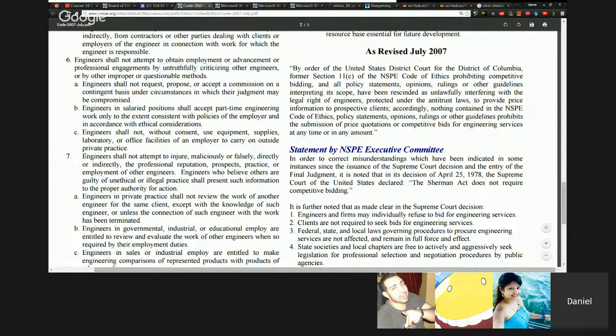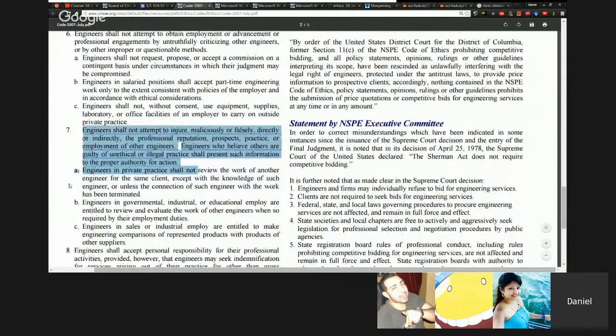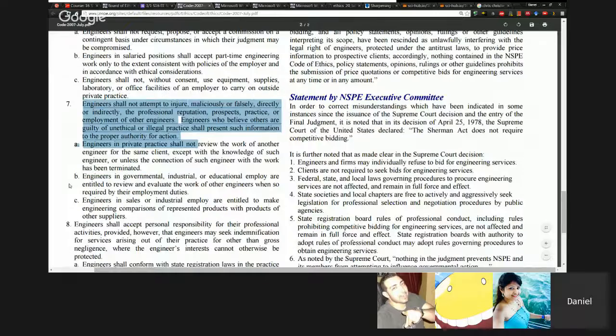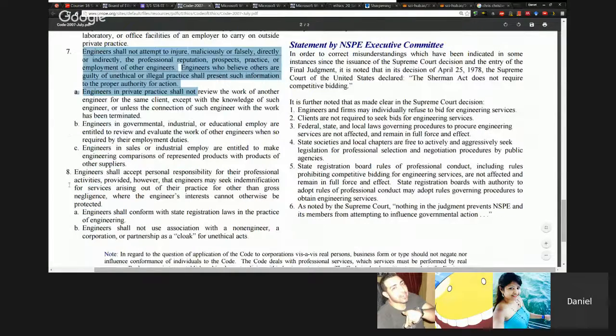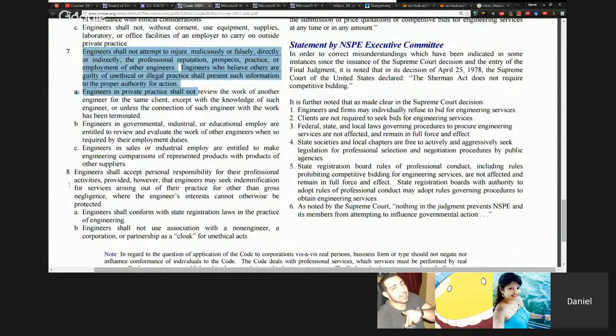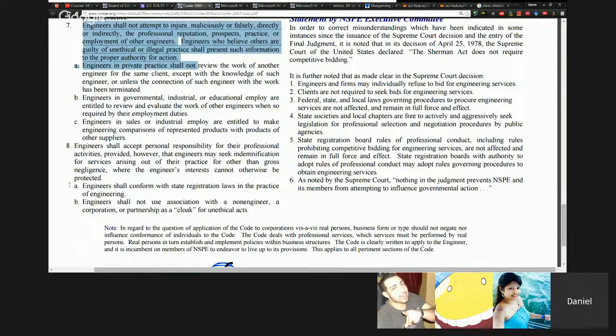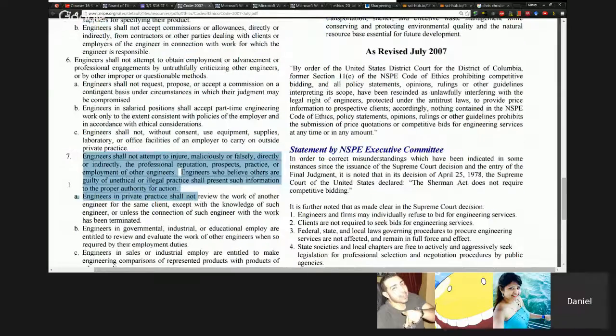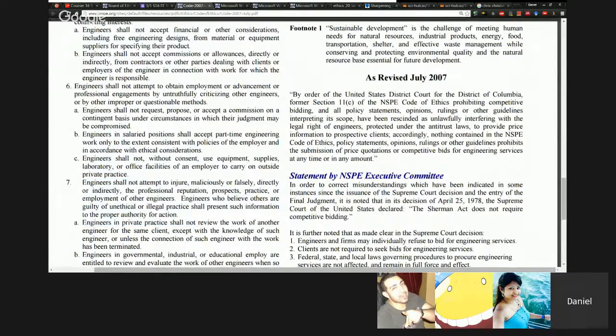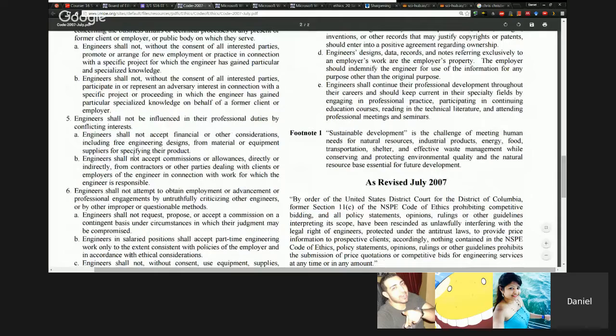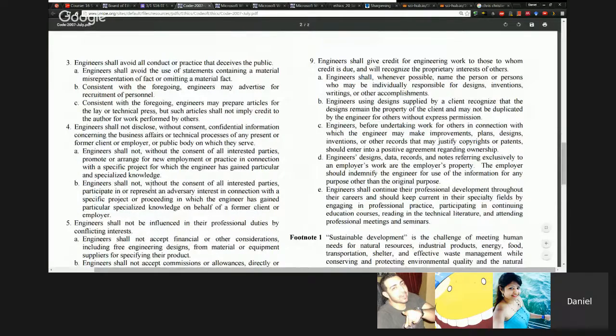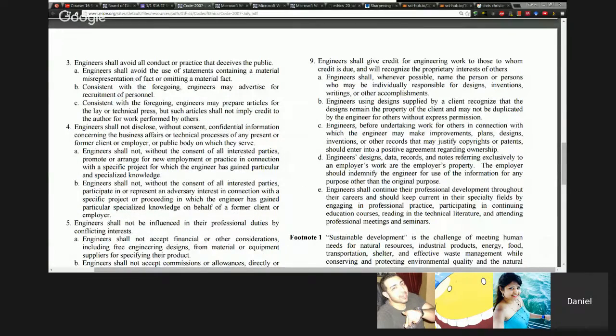Engineers should not attempt to injure maliciously or falsely, directly or indirectly, the professional reputation, prospects, practices, or employment of other engineers. I guess I'm going to let you go through the rest of the Code of Ethics. Let me see if there's any questions.